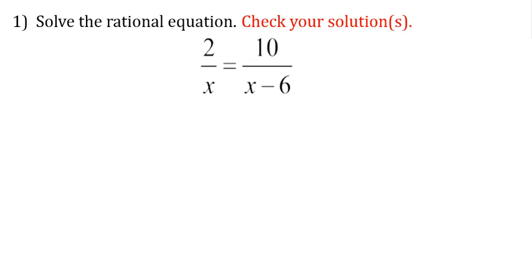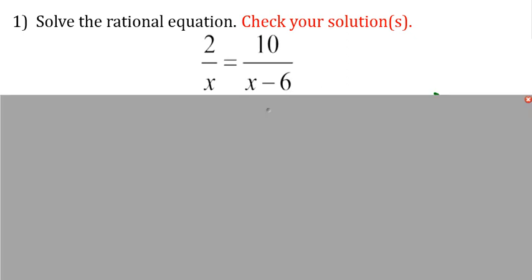So let's look at solving another rational equation. We've got 2 over x equals 10 over x minus 6. Let's see if we can think about some of the other items we've done in the previous problems to help us solve this one. Fractions are just another way of thinking about division. So let's think about our denominators. Here we've got x and x minus 6. Both of those are in their basic components.